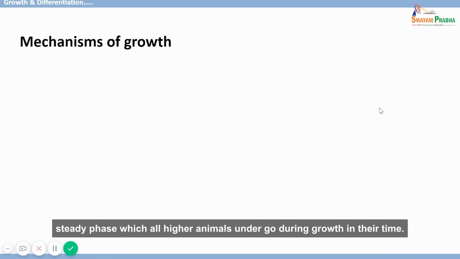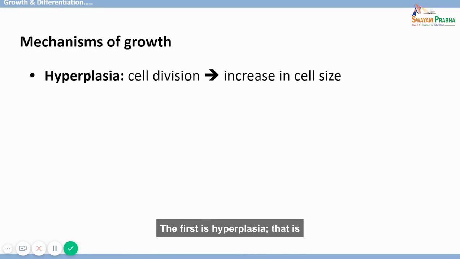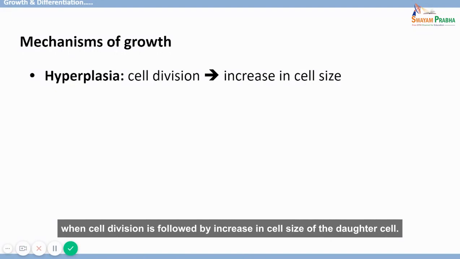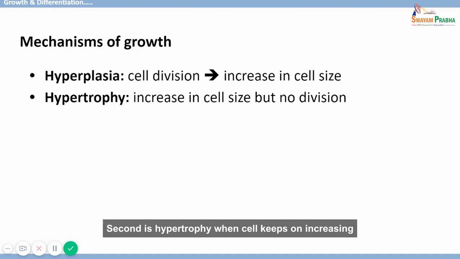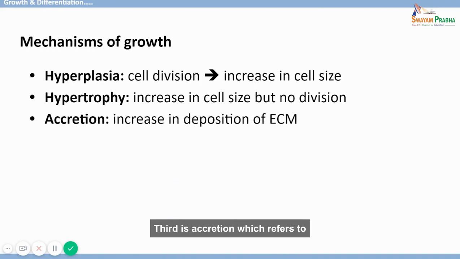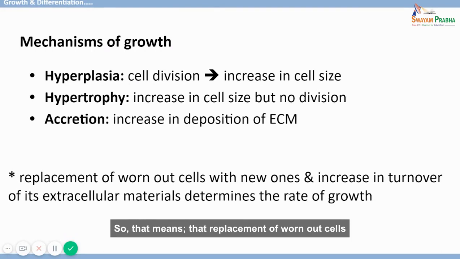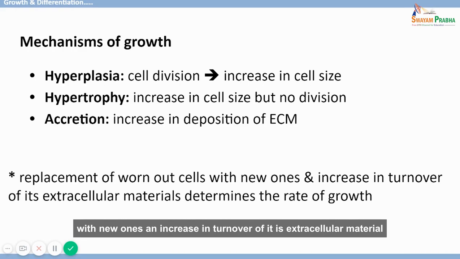Growth can occur by several mechanisms. The first is hyperplasia, that is when cell division is followed by increase in cell size of the daughter cell. Second is hypertrophy, when cells keep on increasing their size without any division. Third is accretion, which refers to increase in deposition of extracellular matrix as observed in the growth of skeletal tissues. So that means that replacement of worn out cells with new ones and increase in turnover of its extracellular material determines the rate of growth in an organism.